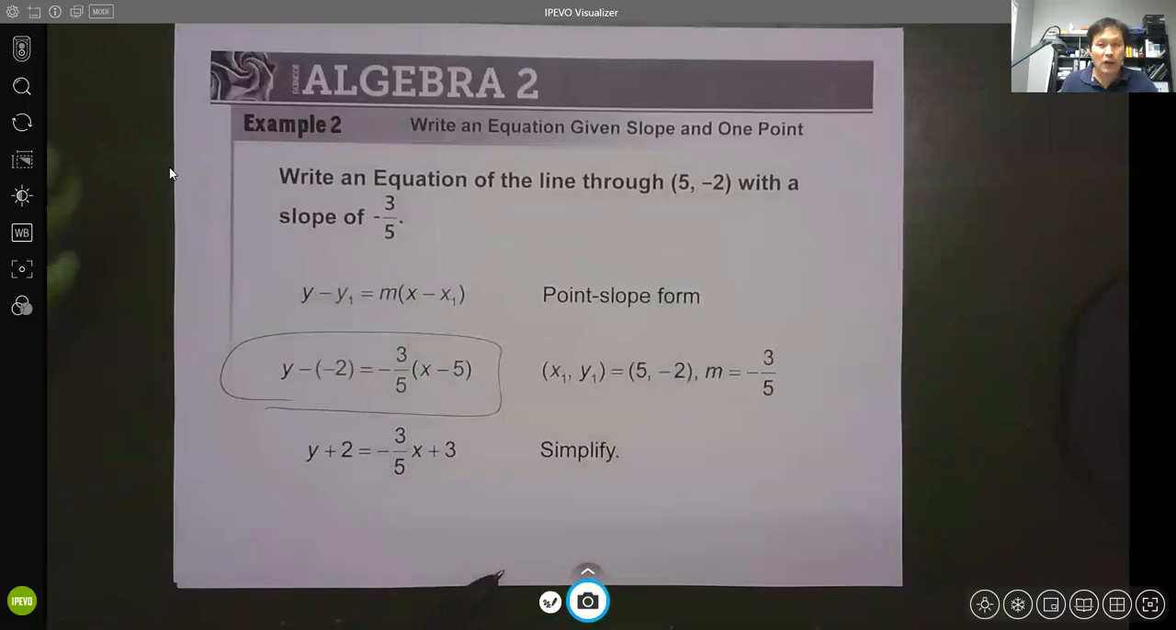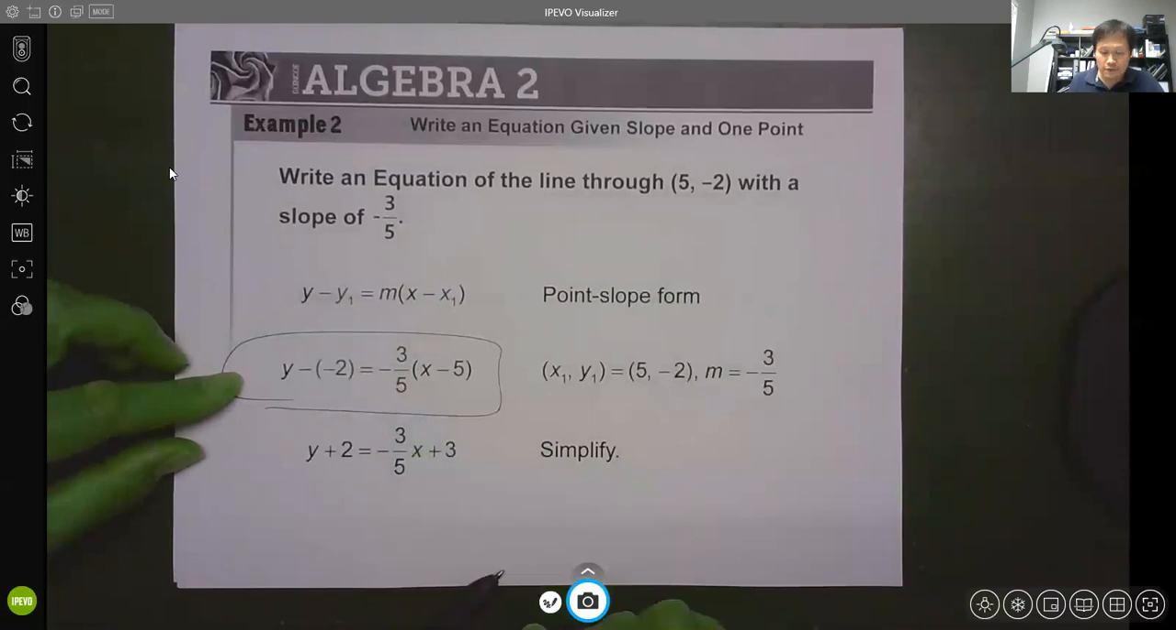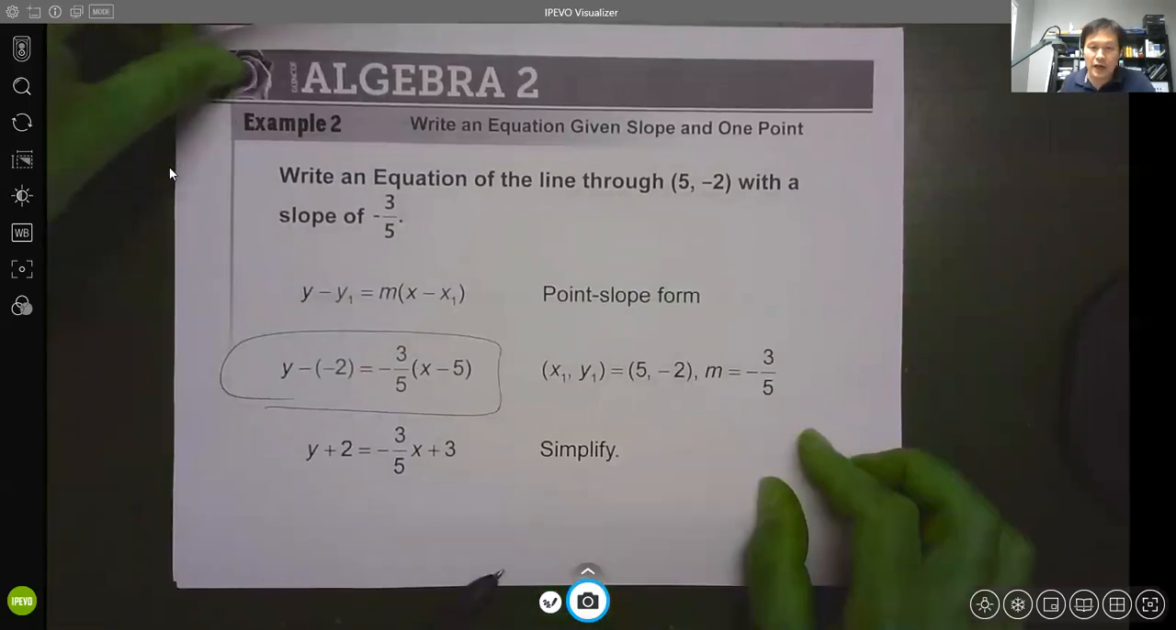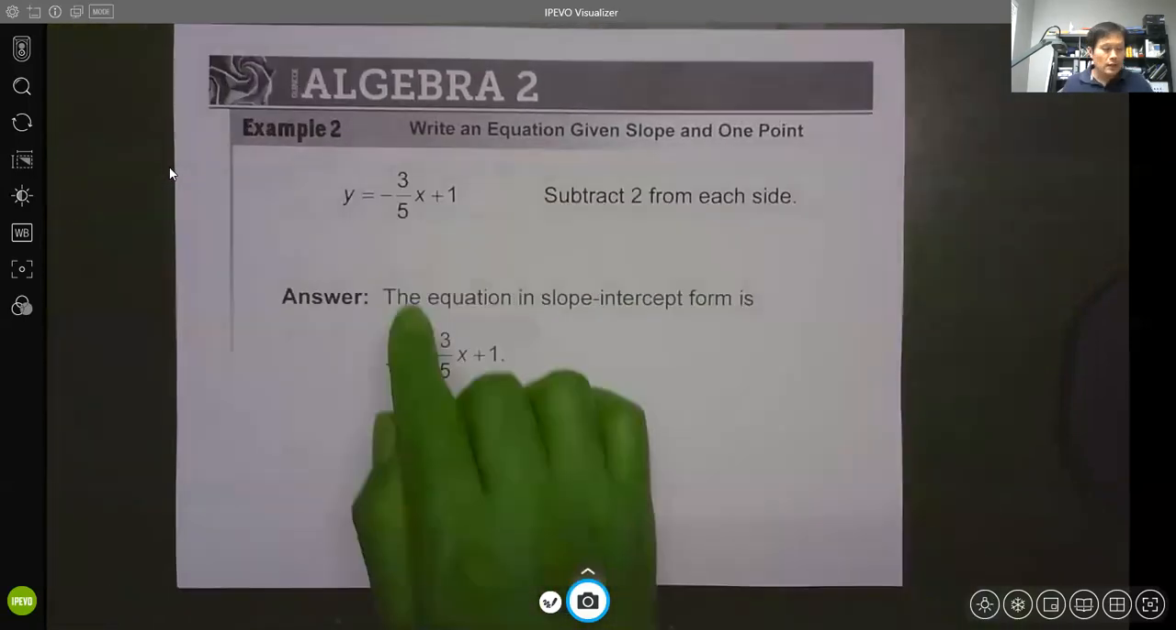So let's try to practice slope-intercept form from here. So you have to distribute minus 3/5. Okay. Then minus 2 both sides to solve for y. That's how you do it.